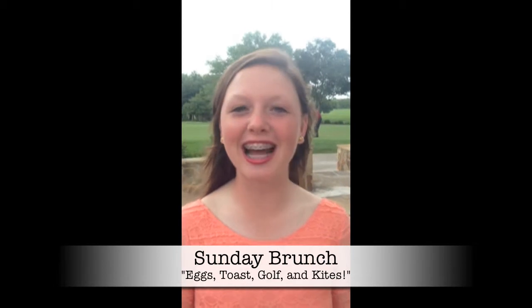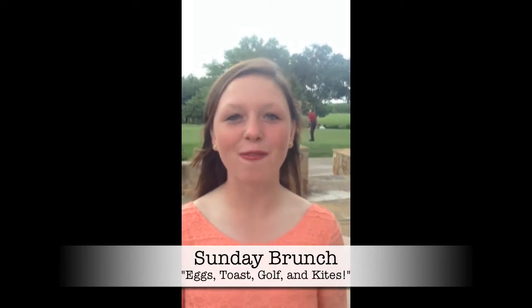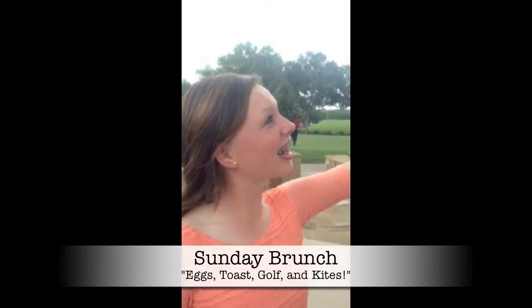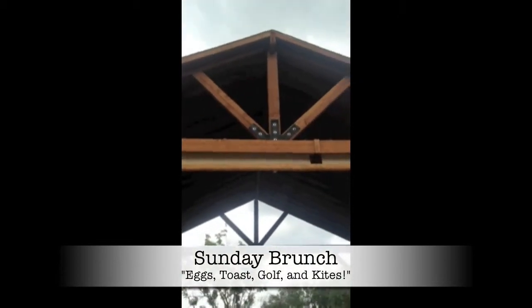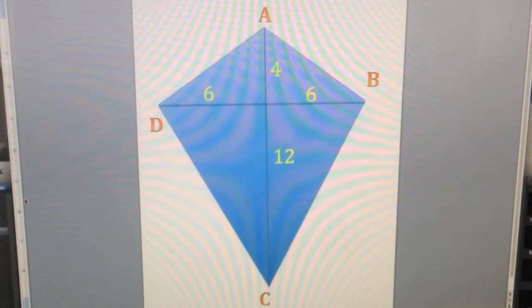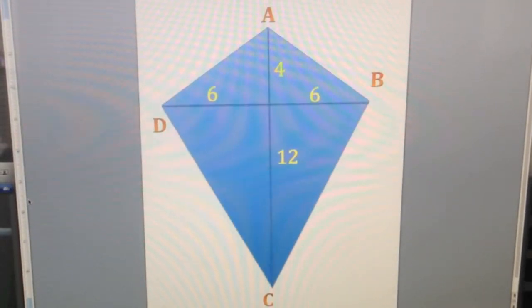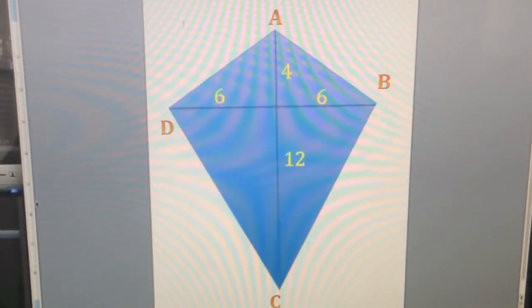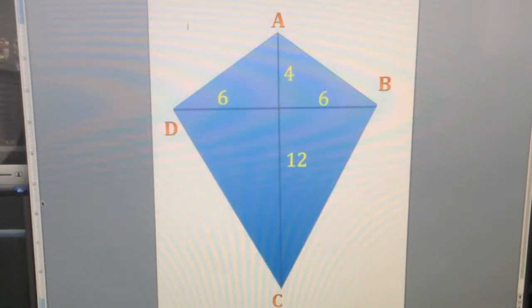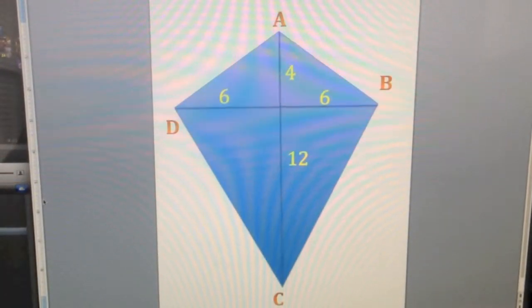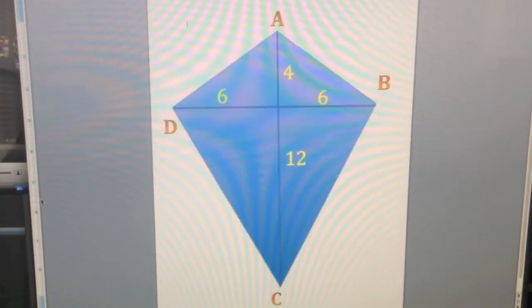After church, my family and I went to Brookhaven Country Club. While we were eating, I found a kite on the pavilion. I want to know how long the side lengths are of the pavilion kite. The kite is split up into 4 right triangles, and the diagonals serve as their legs, with lengths of 4, 6, and 12.